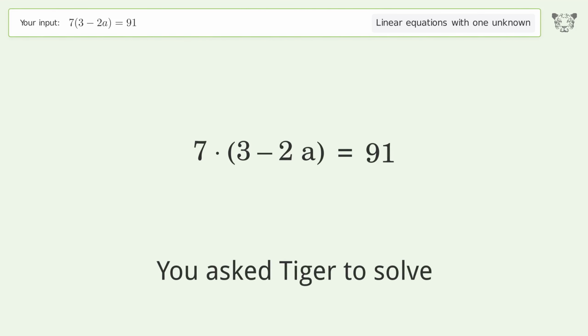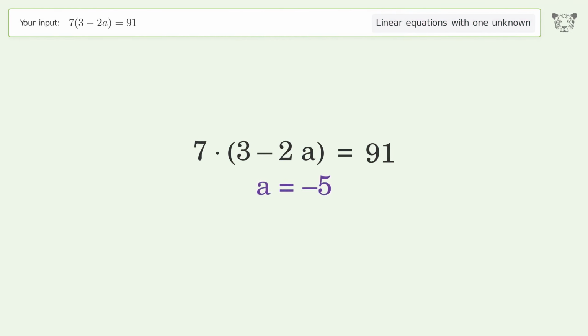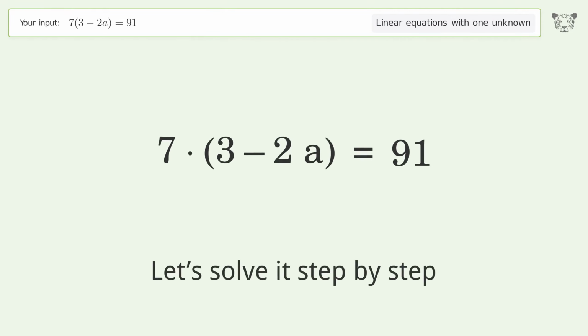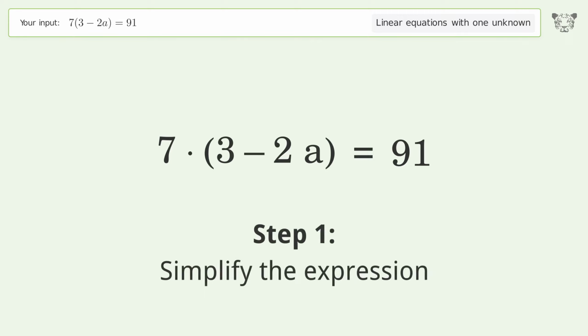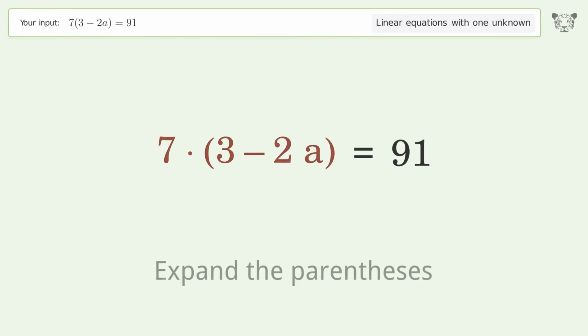You ask Tiger to solve. This deals with linear equations with one unknown. The final result is a equals -5. Let's solve it step by step. Simplify the expression. Expand the parentheses.